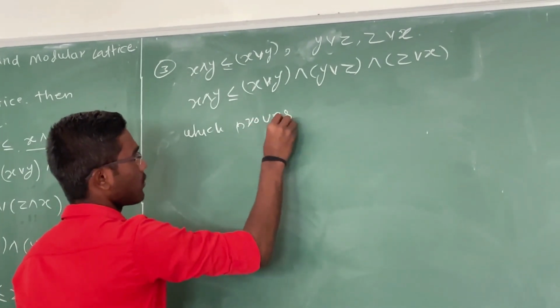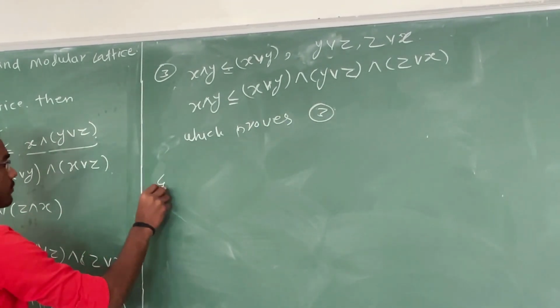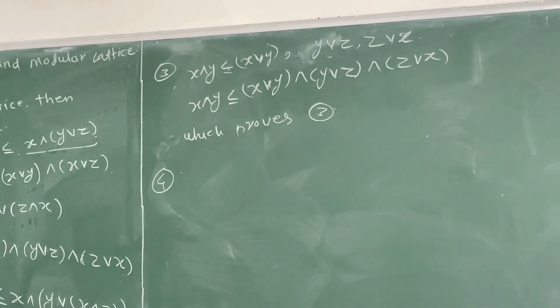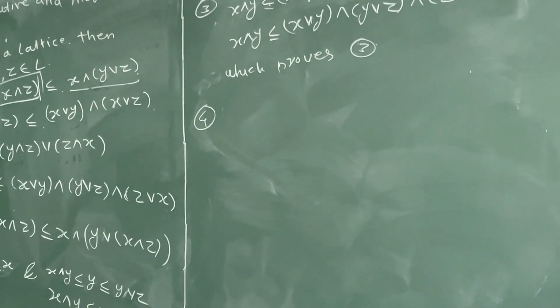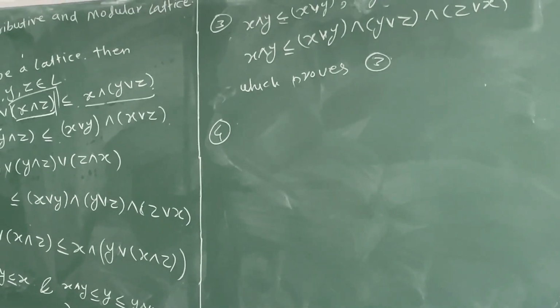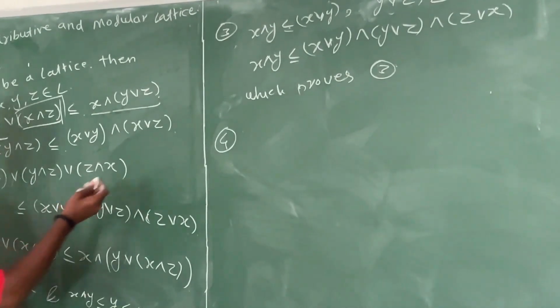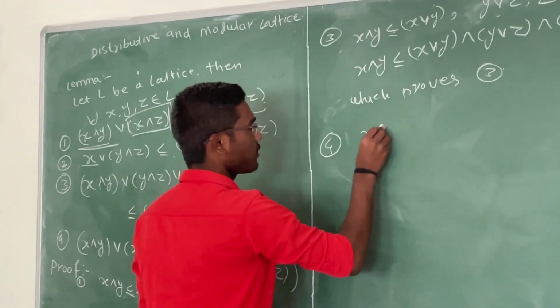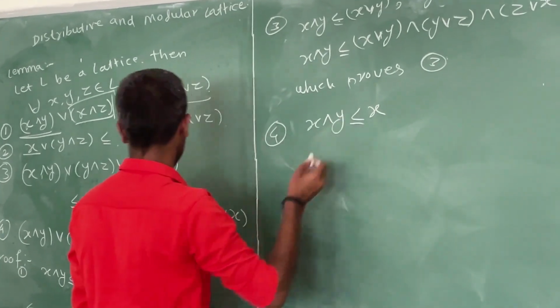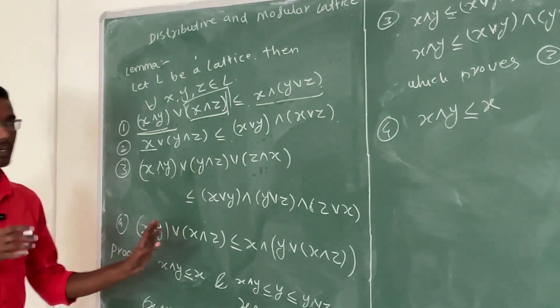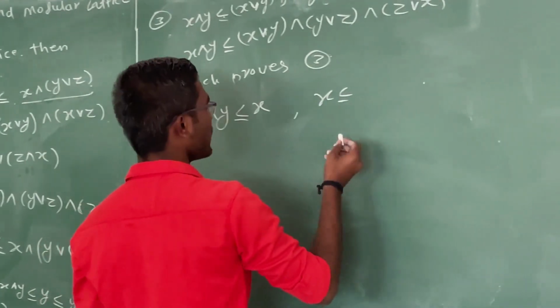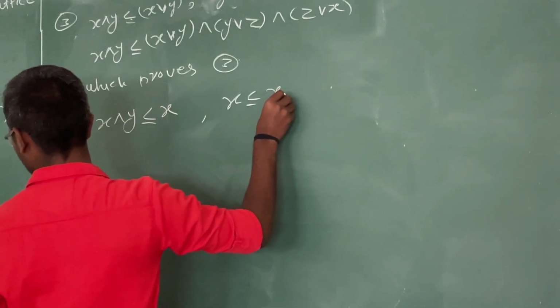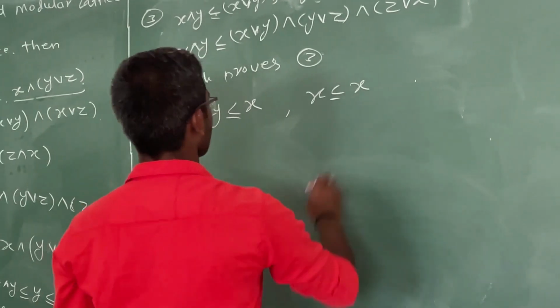Which proves the third. Now the fourth one. Of course, you have to complete the details, but it is similar, right? So for proving the fourth, the idea which is used to prove this inequality is used in this also. X meet y is less than or equal to x. Okay, it is obviously true. X meet y is less than or equal to y.